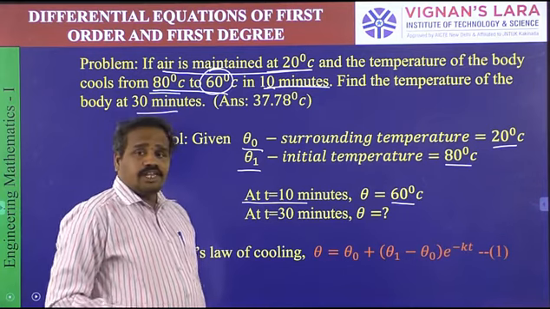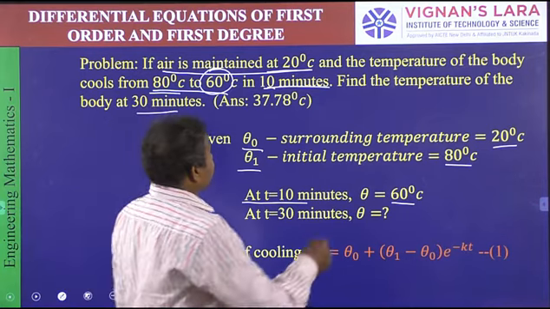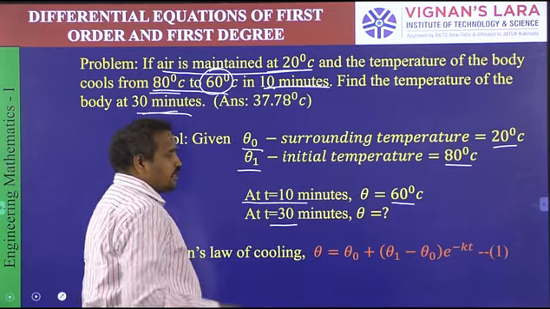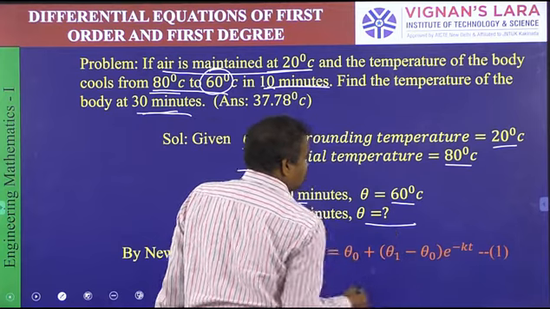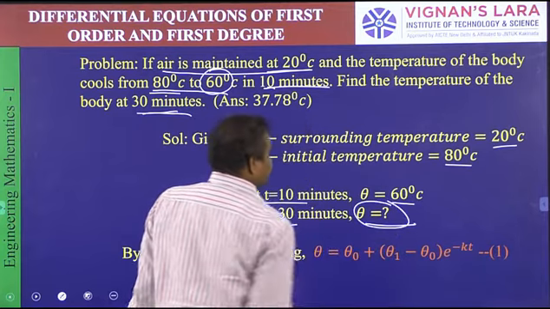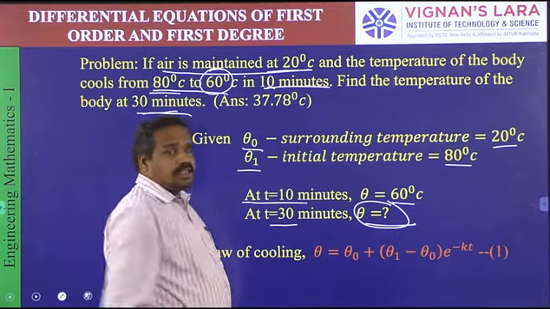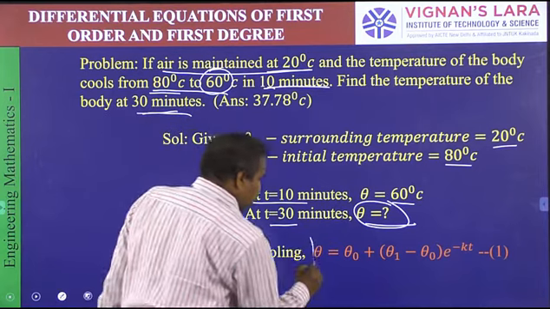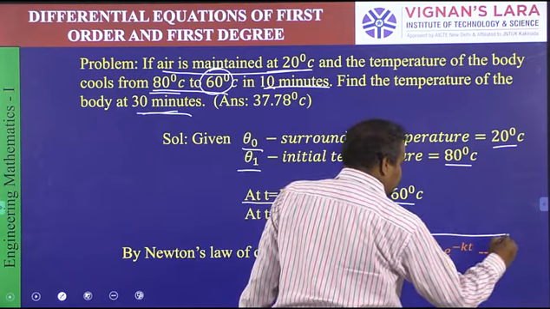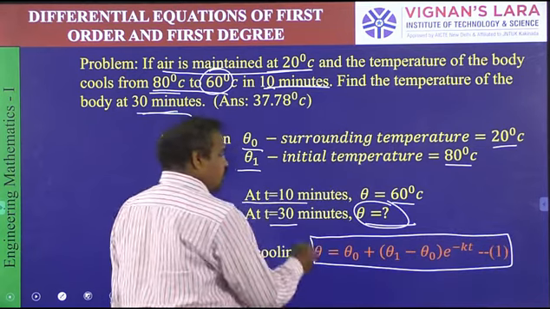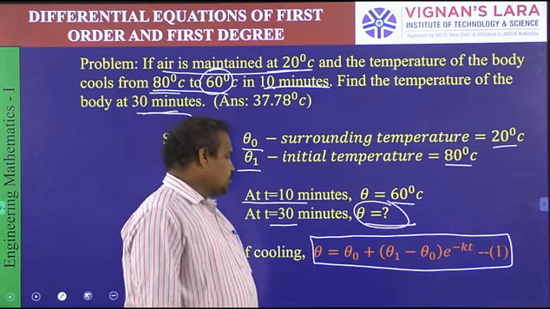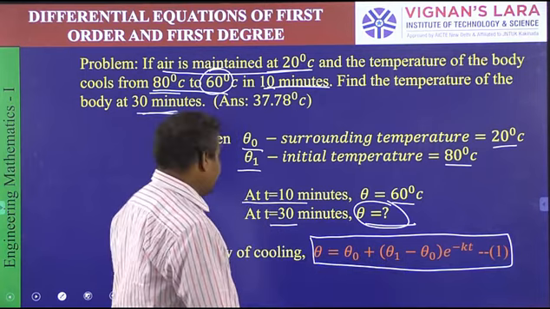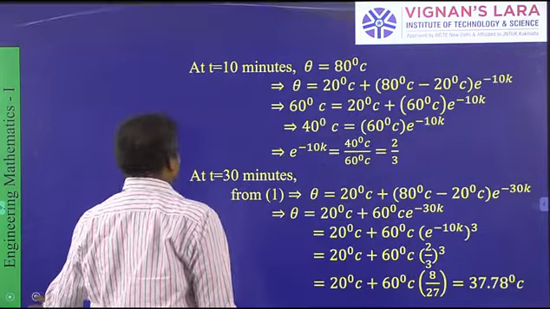Now, what do we have to calculate? Find the temperature of the body at 30 minutes. That means at t equal to 30 minutes, what is the value of theta? This one we have to calculate. What is the formula of Newton's law of cooling? Newton's law of cooling formula is theta is equal to theta naught plus theta 1 minus theta naught into e power minus kt. So I am using that formula.